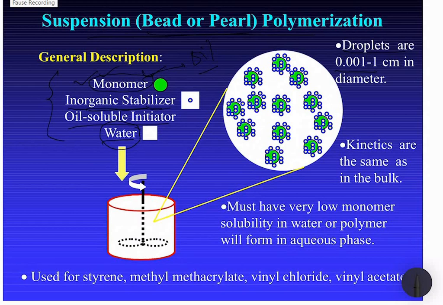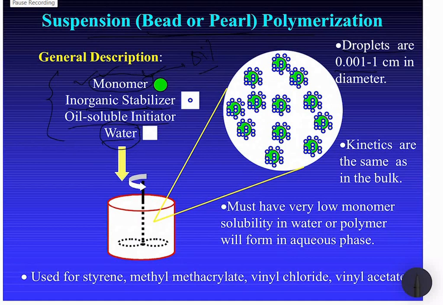Now if you compare with bulk, it was a homogeneous system. In solution, it was also a homogeneous system. Maybe in the later stage, because of the precipitation or insolubility of the polymer, it might settle down and become heterogeneous. But to begin with, that is a homogeneous system. But suspension polymerization, from the beginning itself, is a heterogeneous system.